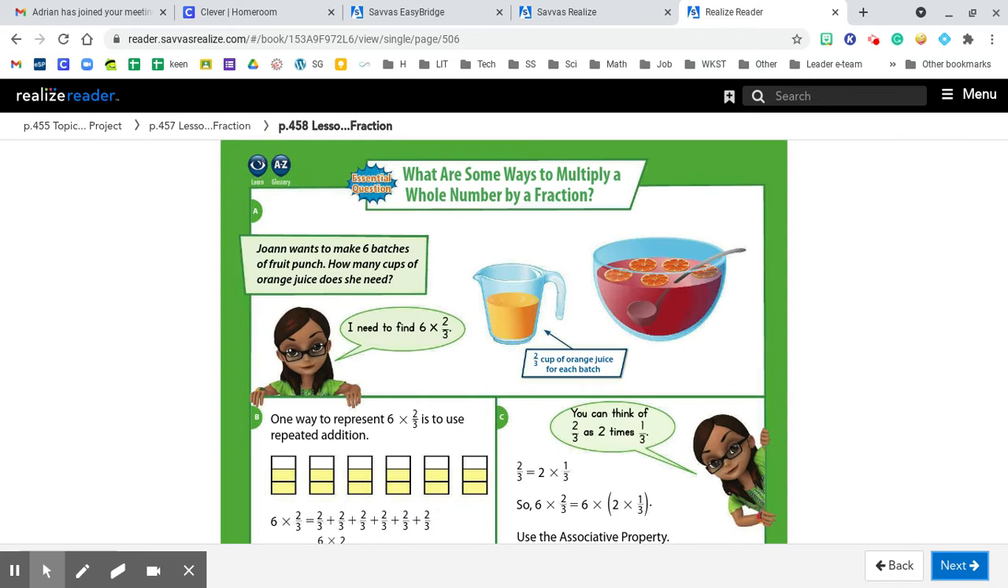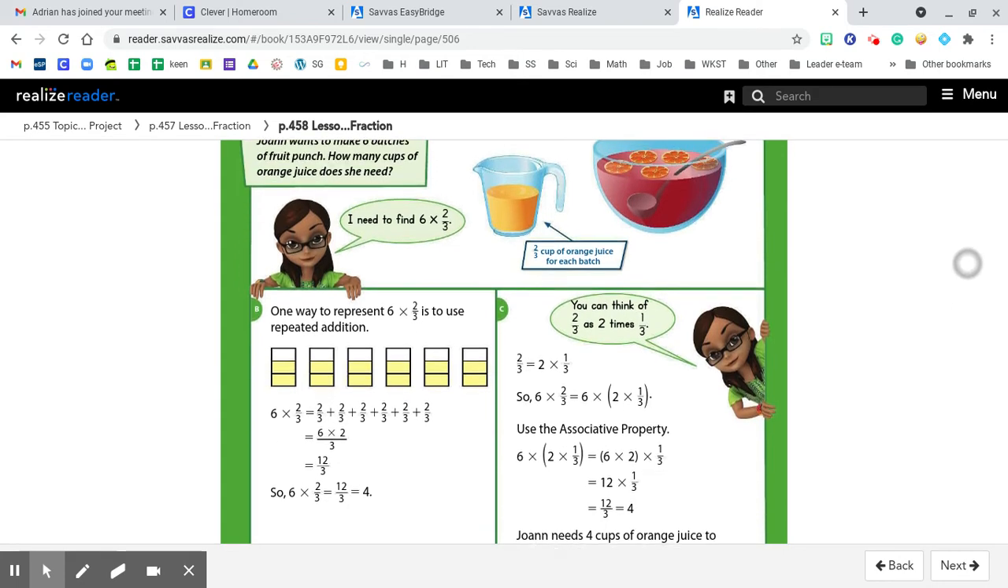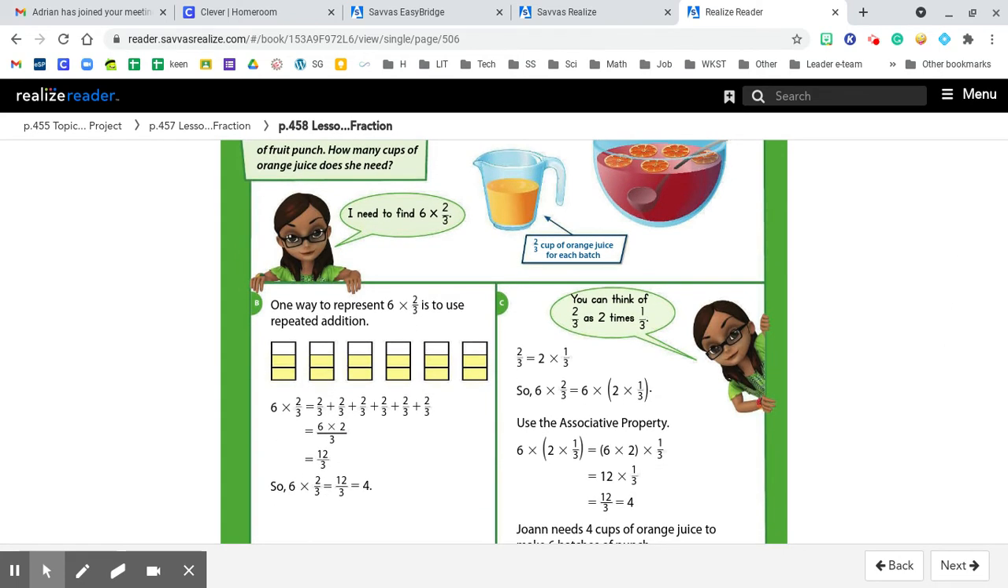So in the video, it says, what are some ways to multiply a whole number by a fraction? One way to represent 3 times 2/3 is to use repeated addition. So we can just add 2/3 plus 2/3 plus 2/3. And when you add all that up together, you wind up with 2, 4, 6, 8, 10, 12 thirds. And 12 thirds is the same as the whole number 4.